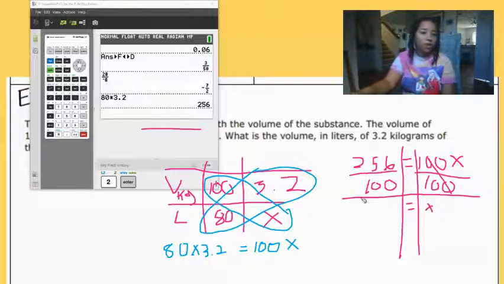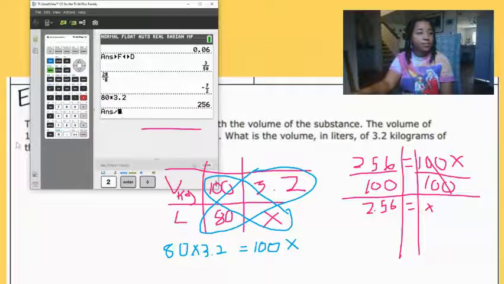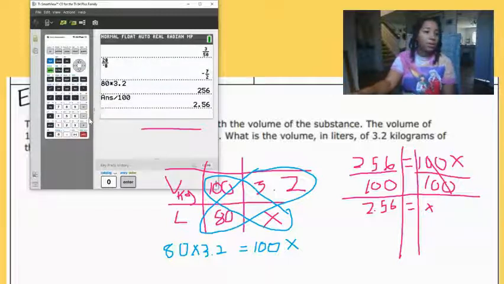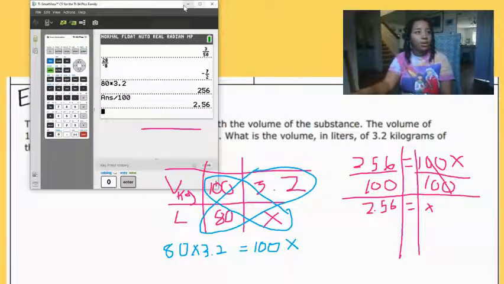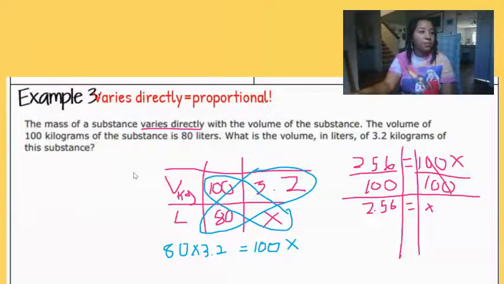What's 256 divided by 100? 2.56. But let me double check that to make sure. Okay, divided by 100. Amen, I was right. Look at that. I had no idea. So let's just check.